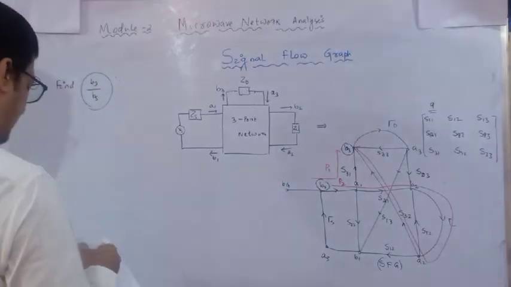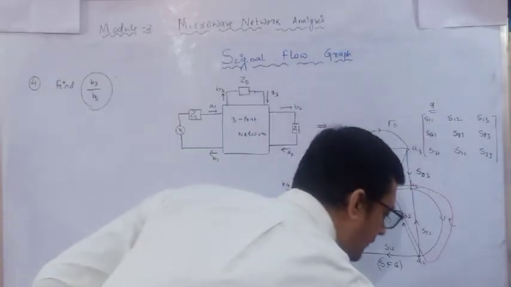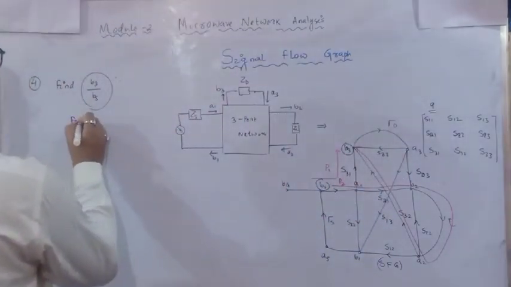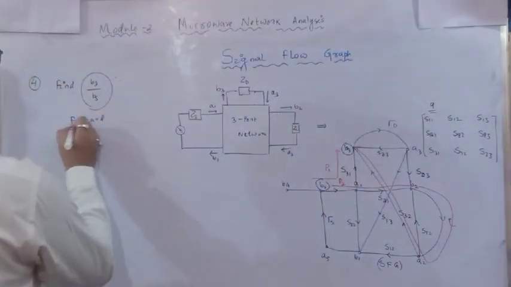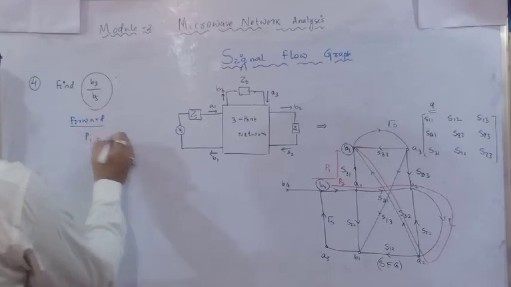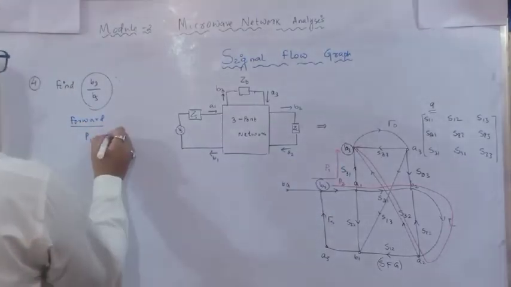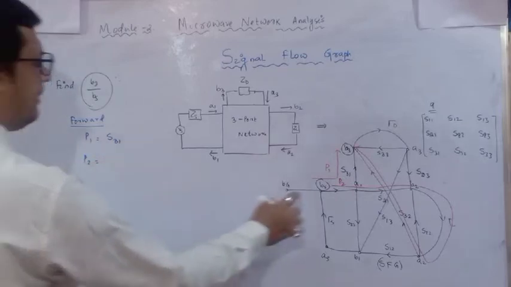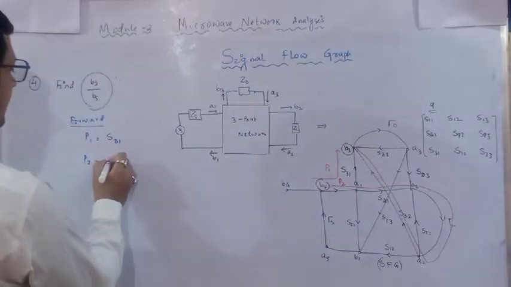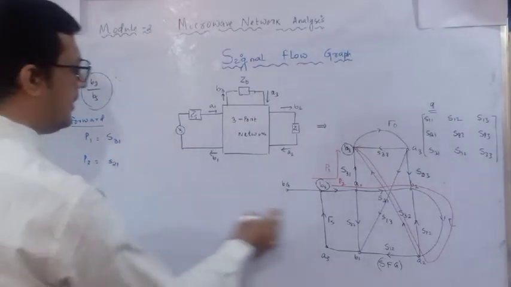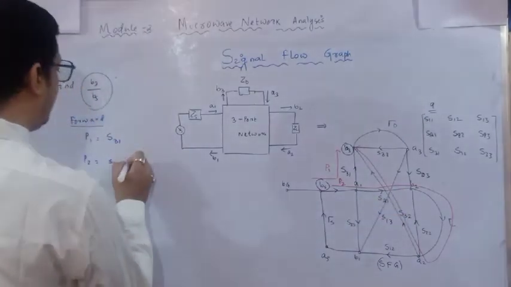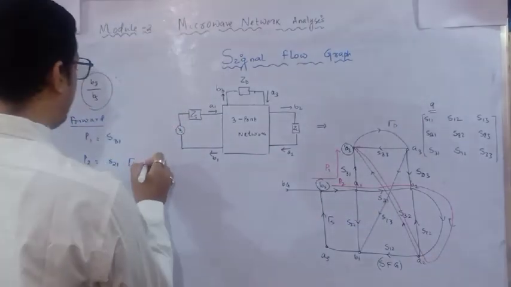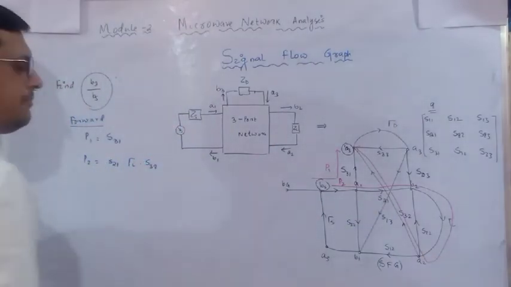What will be the scattering parameters for path 1? If I follow path 1, I get S31. If I follow path 2, then we have S21, then the reflection coefficient at the load, and then S32. So this is path 2.